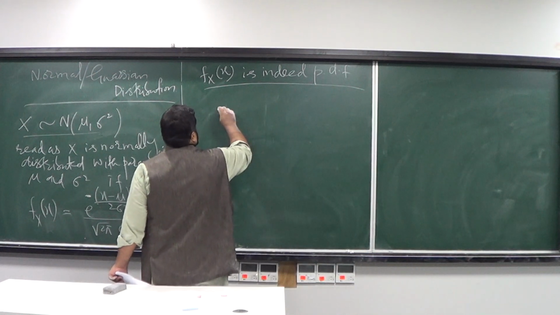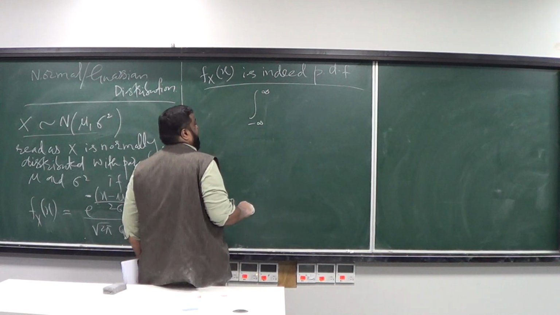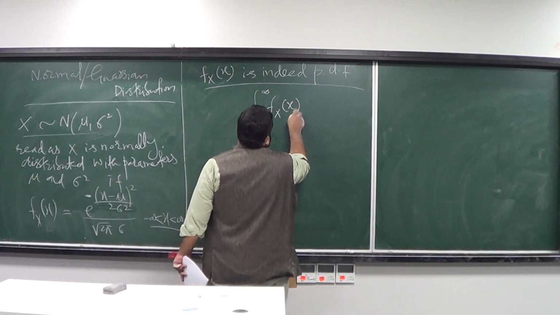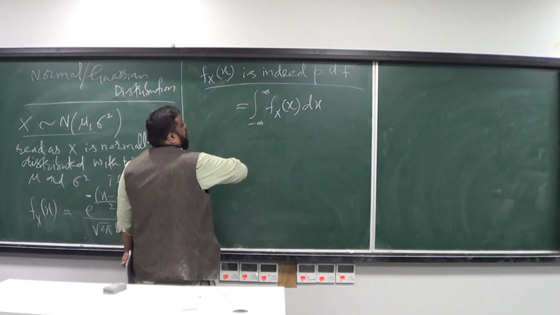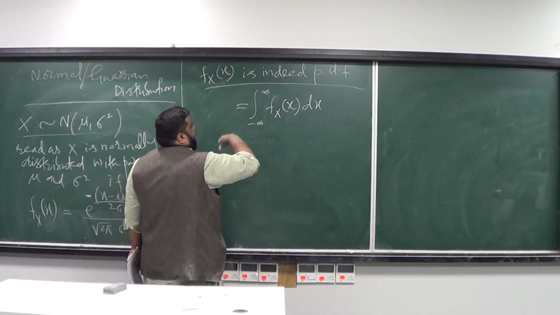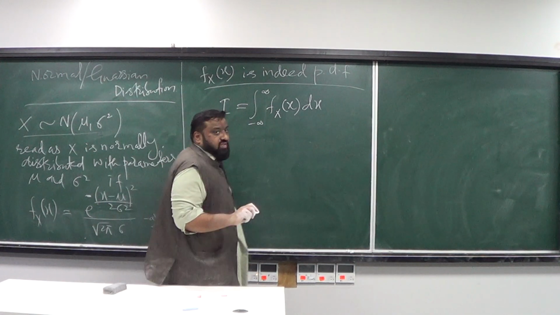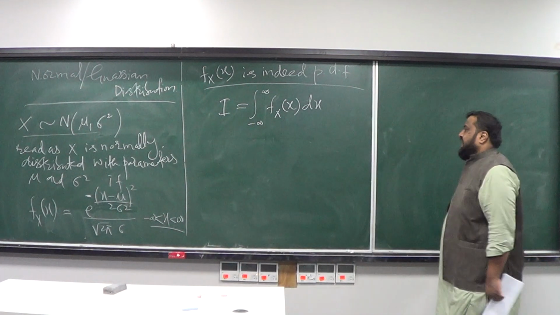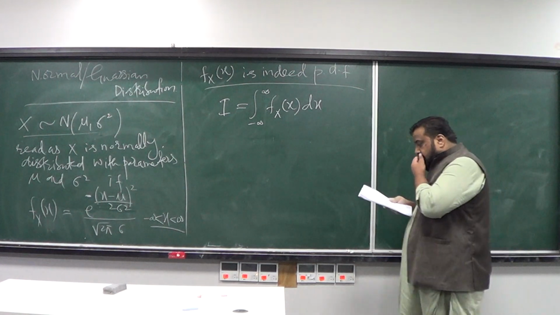Okay, so for that, what I need to do is compute the integral from minus infinity to infinity of f_X(x) dx, and I need to show that this is equal to 1. For now I don't know what this value is, so let's call it I, and I want to show that this I is basically equal to 1. Okay? So let's show this.